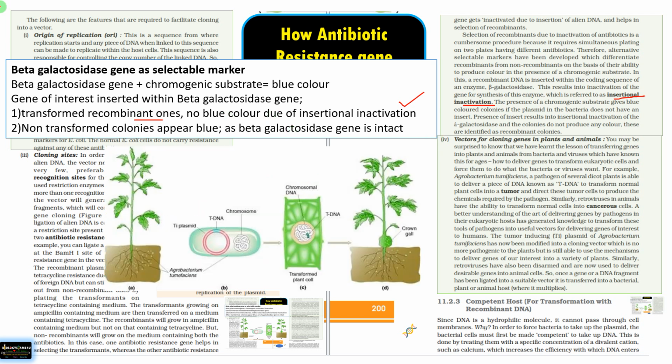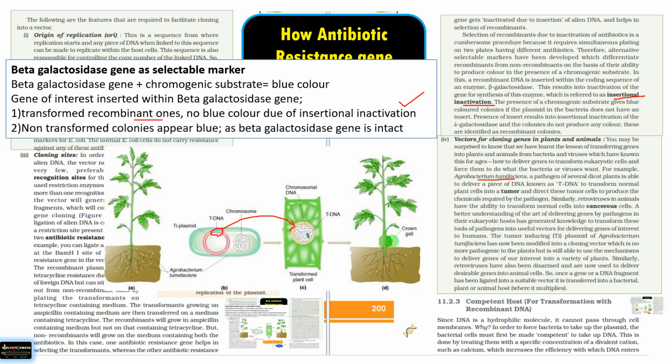Now regarding the vectors for gene cloning in plants and animals. In plants, the most common and the most effective one is Agrobacterium tumefaciens, a pathogen of several dicot plants. It's a natural genetic engineer. It has a plasmid called the Ti plasmid, meaning tumor-inducing plasmid, which has a DNA called tumor-inducing DNA, or T-DNA. Naturally, this bacterium can incorporate this DNA into the plant genome, and this DNA has auxin and cytokinin genes that cause division of cells in plants, causing crown gall disease.